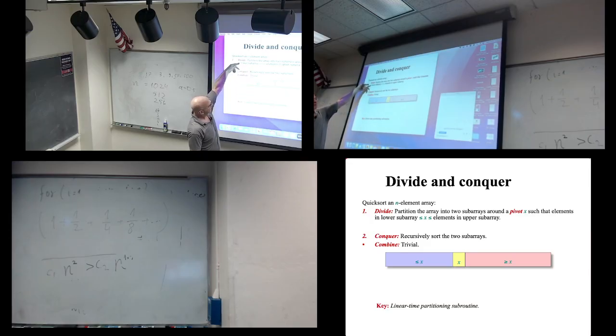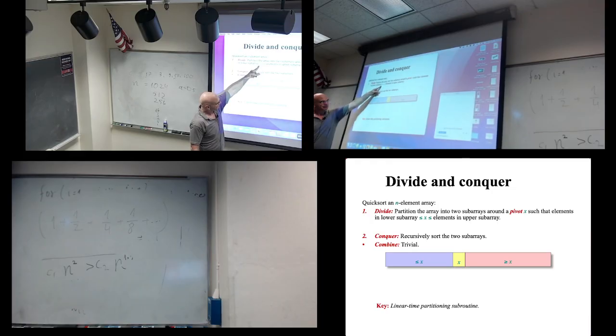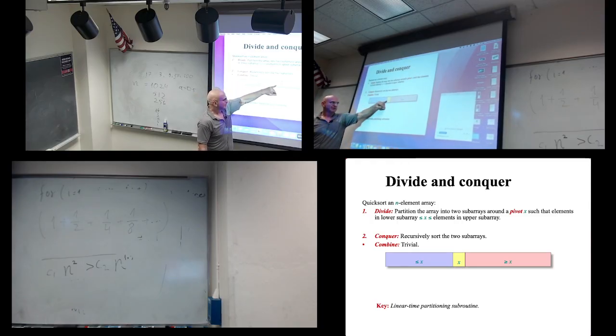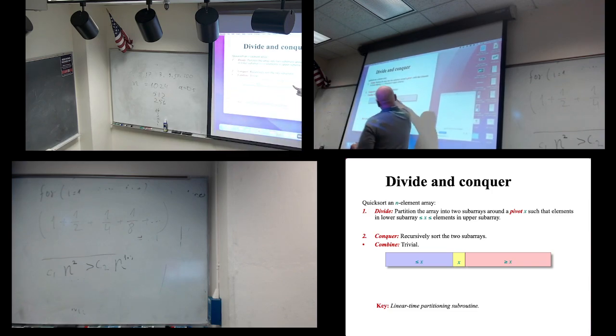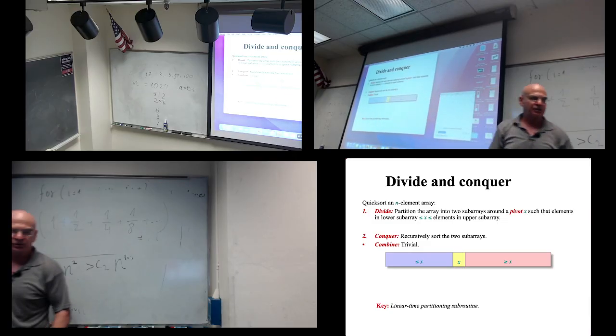I pick some pivot x, and now I partition the array into all the elements that are smaller or equal to x. Then will be x itself, if x is a member; it doesn't have to be. But if x is a member, then x will appear. And here will be all the elements that are strictly larger than x. Correction: it should be strictly larger than x. It's asymmetric. Here are elements that are smaller or equal to x. Here are elements that are strictly larger than x.